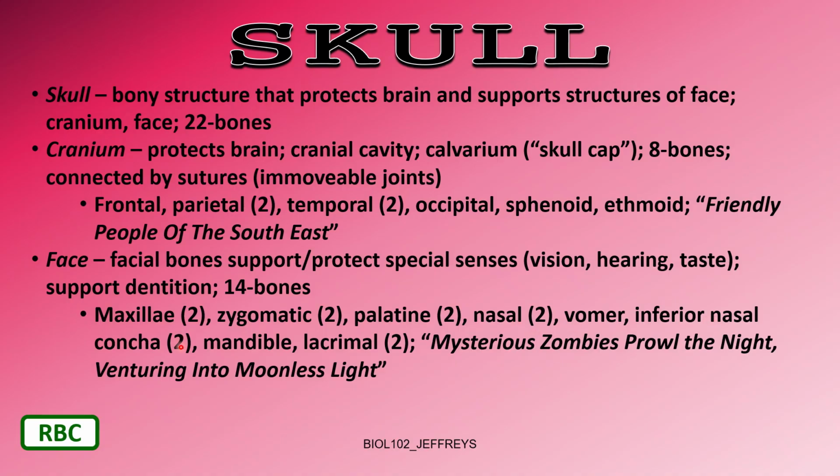We call them paired bones where you have 2 of them, or for that matter, any anatomic structure where there are 2 of them, like your kidneys. Your kidneys are a paired structure. Your lungs are a paired structure. Your inferior nasal concha are paired structures. Your mandible is a single bone, however. Your lacrimal bone is a paired structure. There are 2 of them. And your mnemonic: mysterious zombies prowl the night, venturing into moonless light.